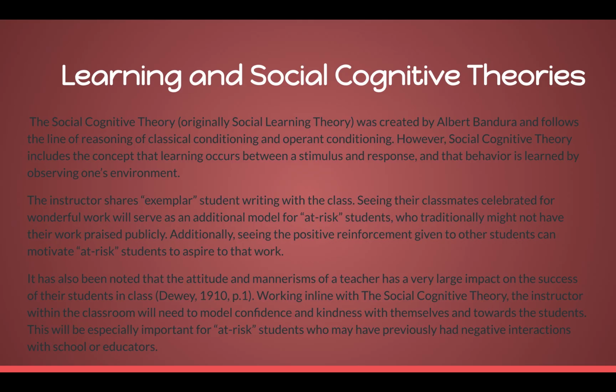Moving forward to the learning and social cognitive theories, we have found that the social cognitive theory was created by Albert Bandura and follows the line of reasoning of classical conditioning and operant conditioning. However, social cognitive theory includes the concept that learning occurs between a stimulus and response, and that behavior is learned by observing one's environment.